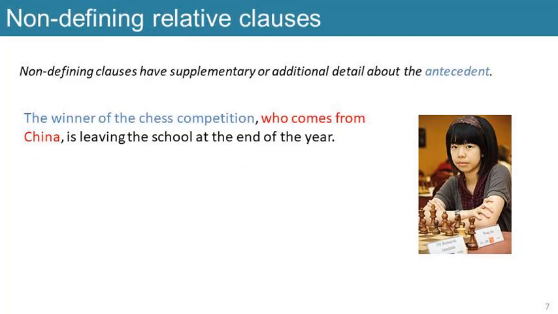Non-defining relative clauses do not define or identify or specify the antecedent. They give extra information about the antecedent. For example, the winner of the chess competition, who comes from China, is leaving the school at the end of the year. In this case, the information about the girl's nationality does not define or identify the girl. It is a supplementary or additional detail about her.